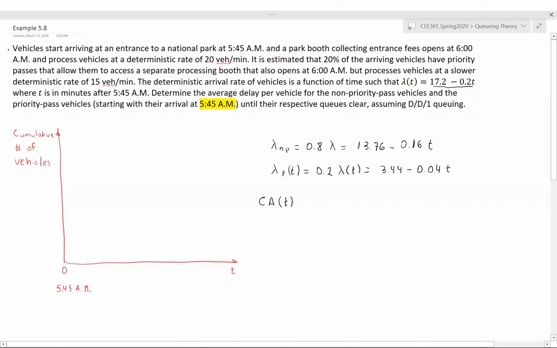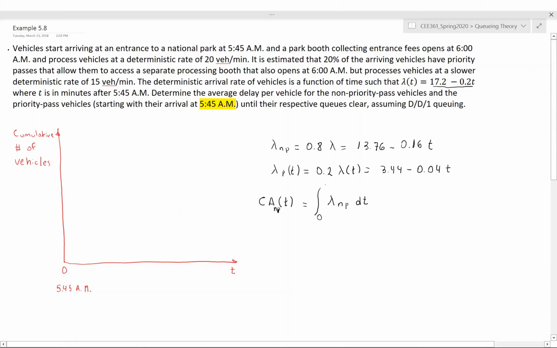Now, knowing the rate, we can figure out the cumulative arrivals as a function of time. At time zero we are starting the problem, we have no vehicles prior to that, so we need to start accumulating the number of vehicles over time. Let's do it for just non-priority pass vehicles. I'm not going to do it for the priority pass guys. We take that rate, multiply it by an infinitesimal time dt, and integrate between 0 and some time t that we don't know.